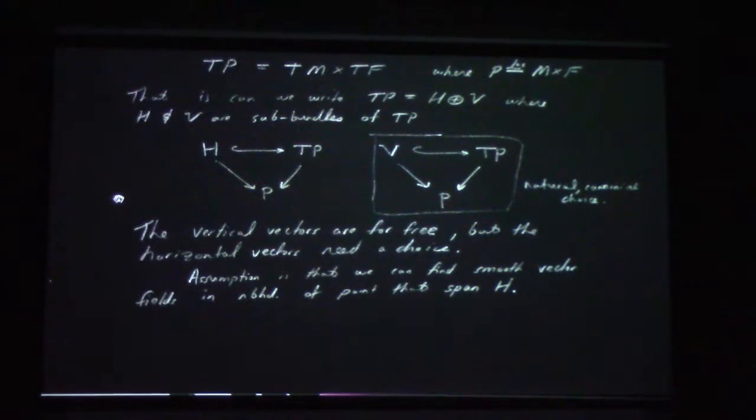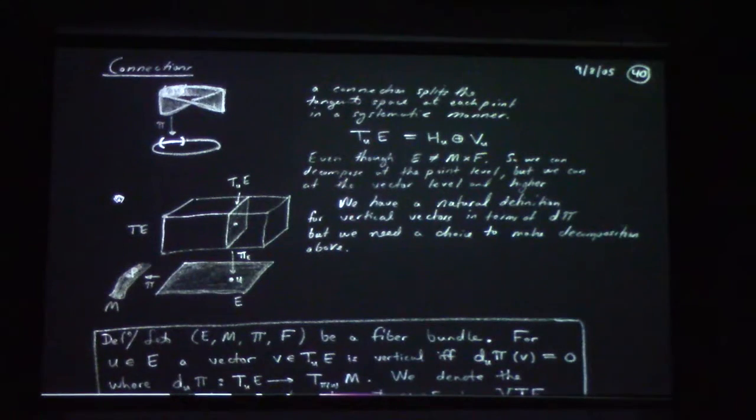Anyway, so vertical vectors are for free, but the horizontal vectors need a choice, and that's what the connection's about. So we'll try to explain that as we go on here. A connection splits the tangent space at each point in a systematic manner. So we've got to pick a horizontal piece and a vertical piece. We can decompose at the point level, but at the vector level or higher, we need some sort of natural definition for vertical vectors. That's given to us in terms of the projection map, which comes for free in the fiber bundle.